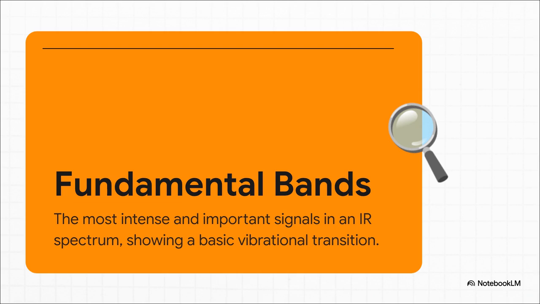So when we get our IR spectrum back, which is basically our fingerprint report, the most important signals we're looking for are called the fundamental bands. These are almost always the strongest, most obvious signals, and they correspond to the simplest jump from the ground vibrational state to the first excited one. These are the big, clear lines in the fingerprint that we look for right away.